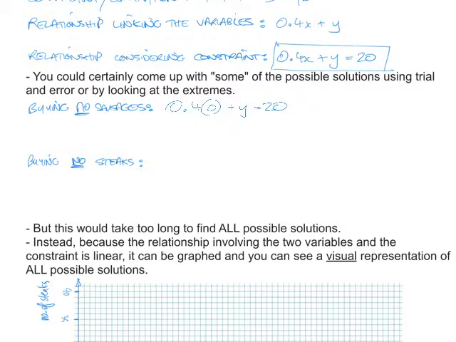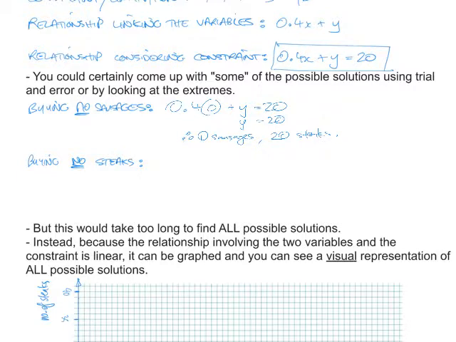0.4 times by 0 is 0, plus y is equal to 20. Therefore, I bought no sausages, 0 sausages. 20 steaks could be bought. Okay? Let's say we're buying no steaks. So these are the extreme possibilities.